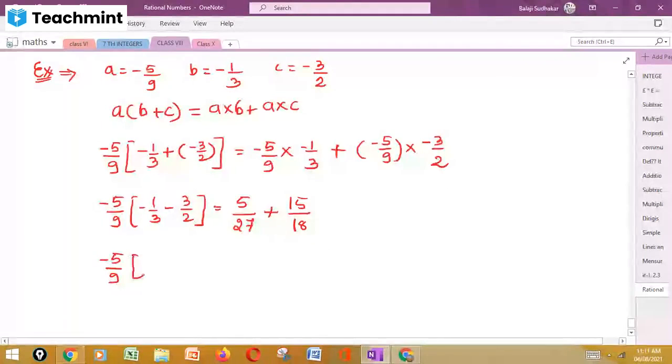And then you have to solve the values inside the brackets. So the LCM of 3 and 2 is 6. Therefore, 3 twos are 6, 2 threes are 6. Minus 1 into 2 is minus 2. You have to keep minus. And 3 threes are 9. Very good. And here you can find the LCM of 18 and 27 quickly.